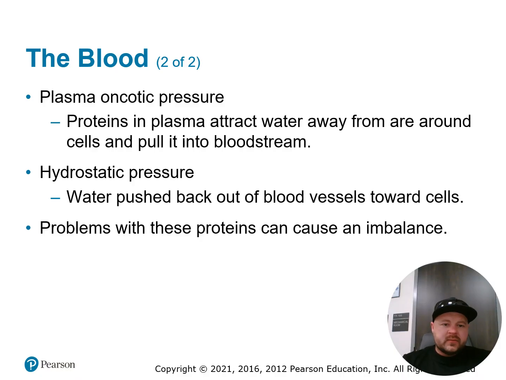All right, moving forward. So we have our plasma oncotic pressure. This sentence is a little messed up, but essentially the plasma oncotic pressure helps to maintain fluid balance between blood vessels and the surrounding tissues. Without that pressure, things could not stay in the vessel. That pressure is very important. We have hydrostatic pressure, so that's water pushed back out of blood vessels toward the cells. And then problems with these proteins can cause an imbalance in fluid.